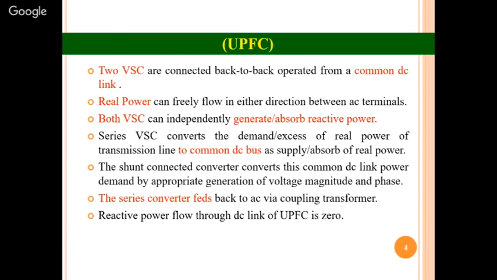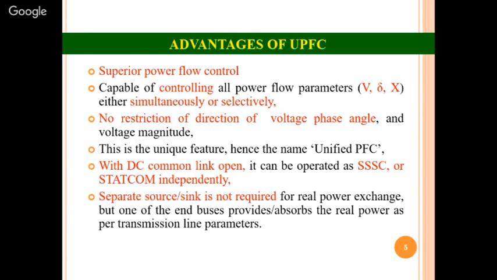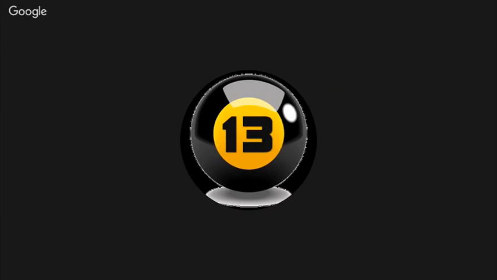And either shunt or series, independently they either work on the active power or on the reactive power. But the UPFC has the advantage that it is capable of controlling all the power flow parameters V, delta and X either simultaneously or selectively. Why we are saying selectively is because you have a common control in this case. You have a shunt controller, you have a series controller, but you have a common control. So either you can selectively control these parameters, or you can simultaneously control all these parameters. Because of this, you have a superior power flow control in case of a UPFC.